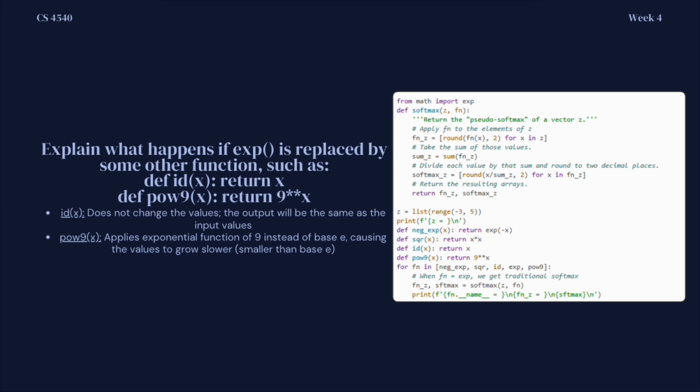If we were to replace the exp function with the id function, the values will not change. The output value will be the same as the input values because it applies no transformation to the original values.